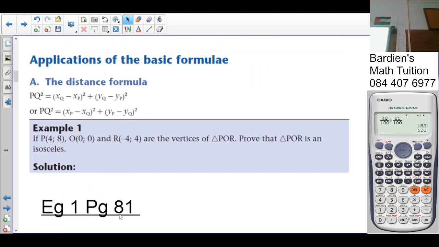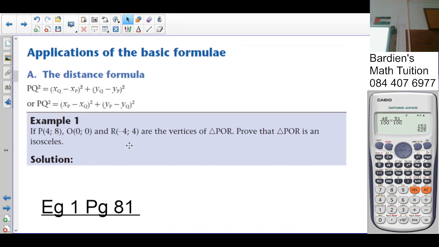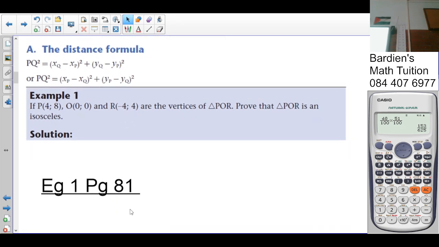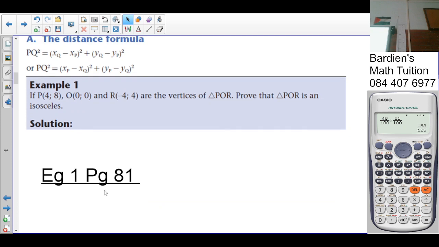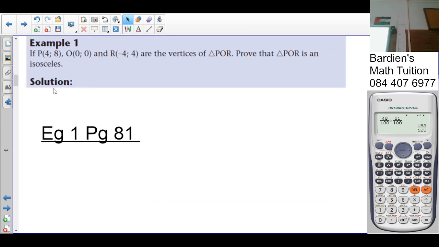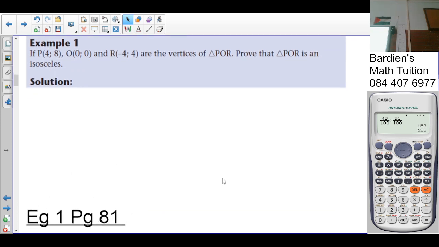Application of the basic formulas. Are we still on the first page? 81. Okay. So application of the basic formulae. Let's go with the first example. Example 1. We are told P is 4 and 8, O is 0 and 0, and R is negative 4 and 4, the vertices of triangle POR. Prove that it is an isosceles triangle.